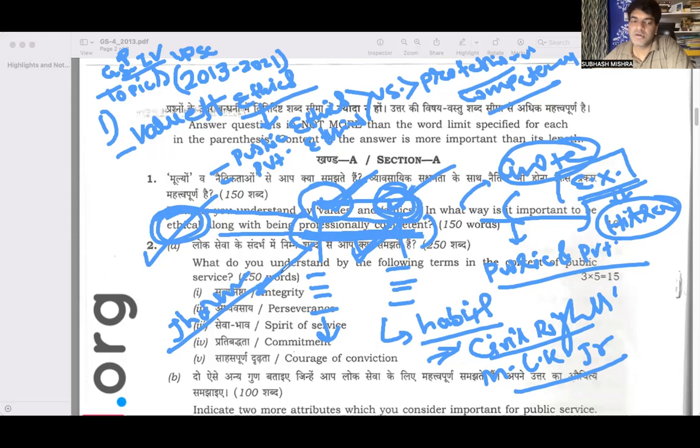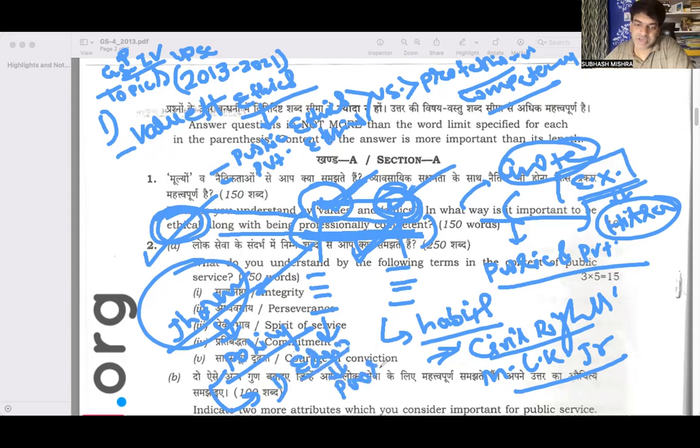Professionally competent: somebody will be making a policy, but not taking along the human aspect, the sensibility. Like if somebody comes up with a policy related to education, but it is not taking care of poor sections of society, then what will happen? So this is the way you write. You can take the example of the 2020 education policy.